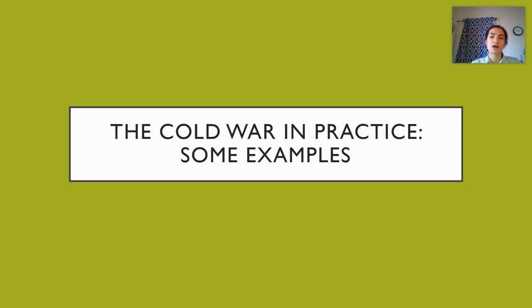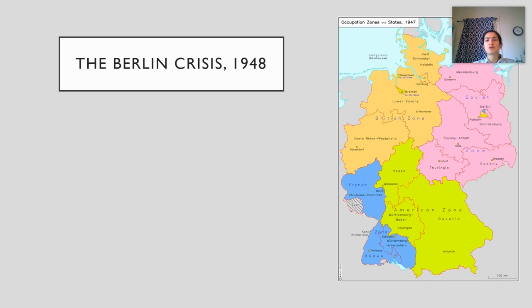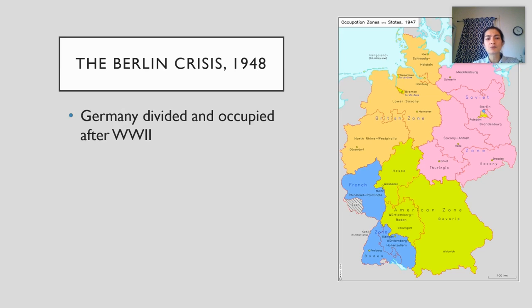I'm just going to talk about a couple of others. One of the really early conflicts of the Cold War comes in 1948 in the form of an event known as the Berlin Crisis. And to explain this, we have to back up again to the post-World War II settlement, which is true with most of the events of the early Cold War.